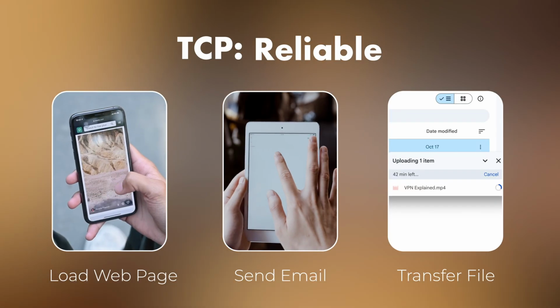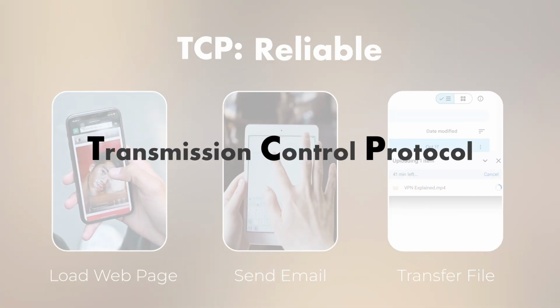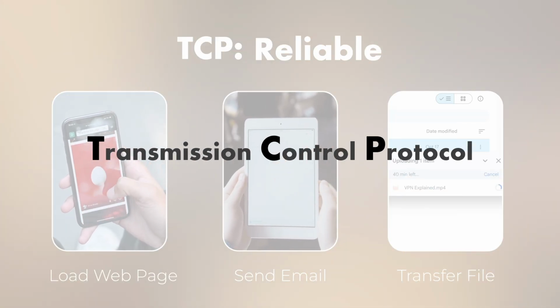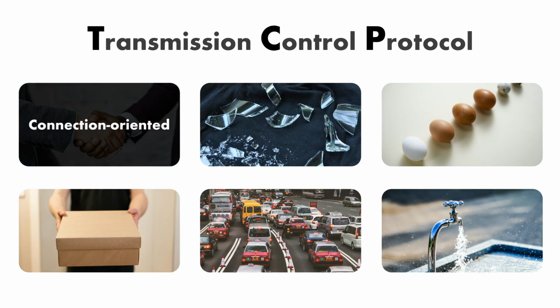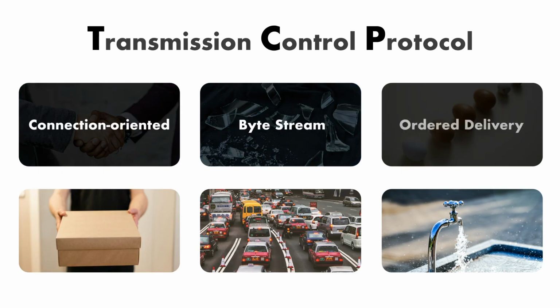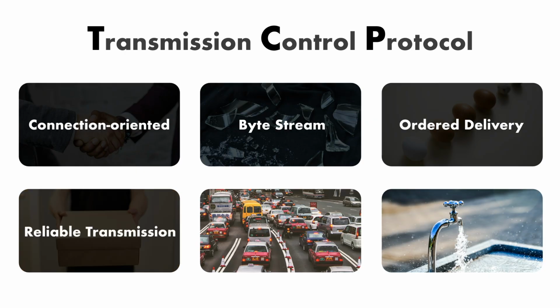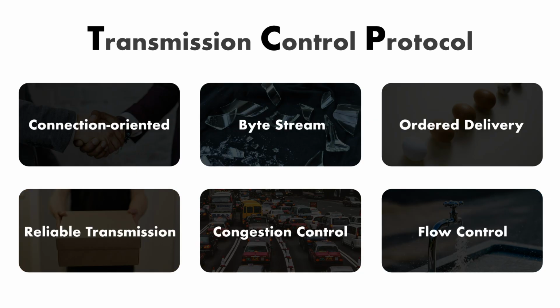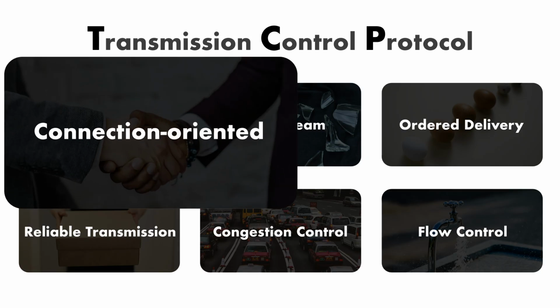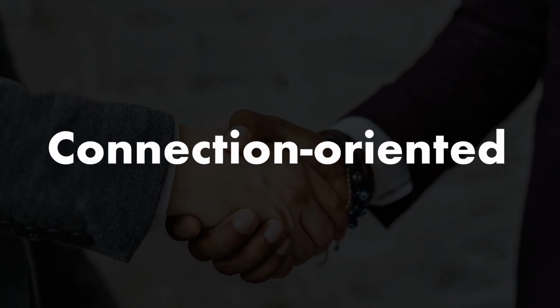So how does TCP, or Transmission Control Protocol, make sure that every single byte of data doesn't go wrong? It all comes down to 6 key features: connection-oriented communication, byte stream, ordered delivery, reliable transmission, congestion control, and flow control. Let's start with the first one, connection-oriented.